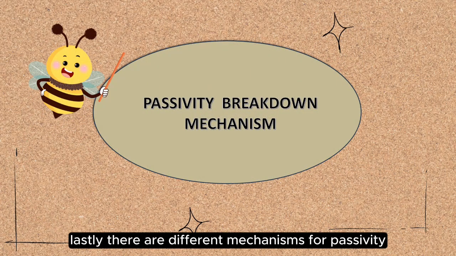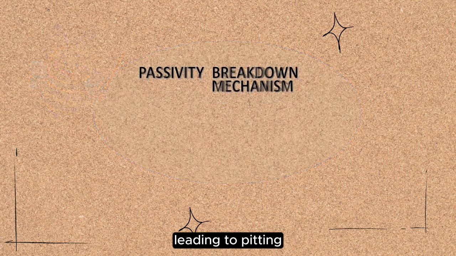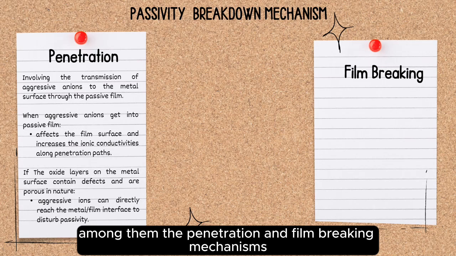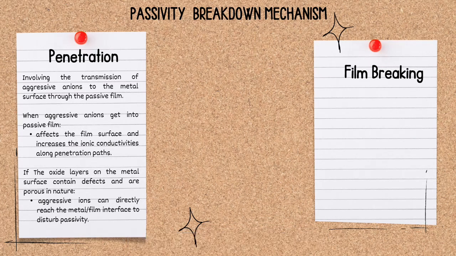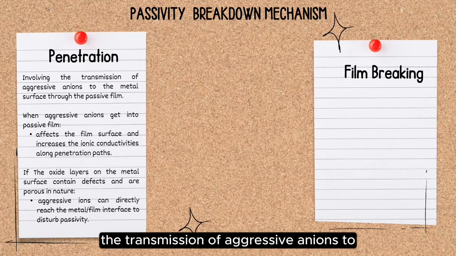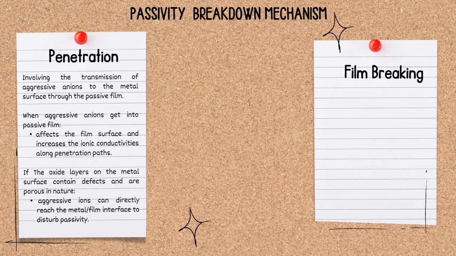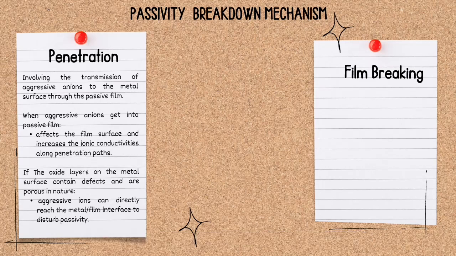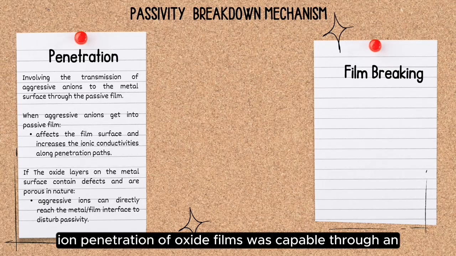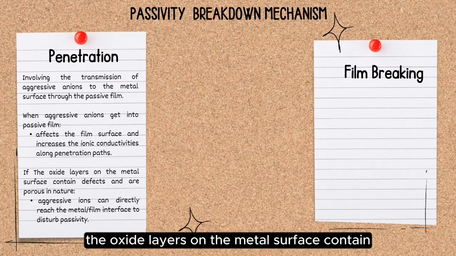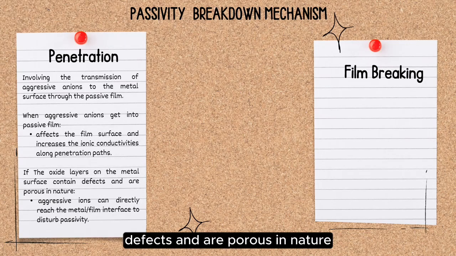Lastly, there are different mechanisms for passivity breakdown to happen, leading to pitting and localized corrosion in passive metals. Among them, the penetration and film breaking mechanisms are two important mechanisms. 1. Penetration mechanism. This mechanism includes the transmission of aggressive anions to the metal surface through the passive film. The incorporation of aggressive anions affects the film surface and increases the ionic conductivities along penetration paths. Ion penetration of oxide films is possible through an ion exchange process or through cation vacancies. The oxide layers on the metal surface contain defects and are porous in nature.